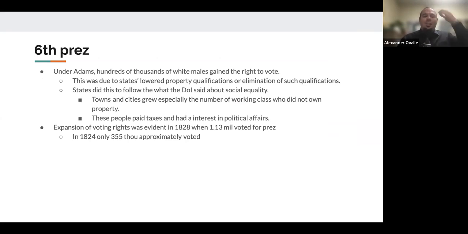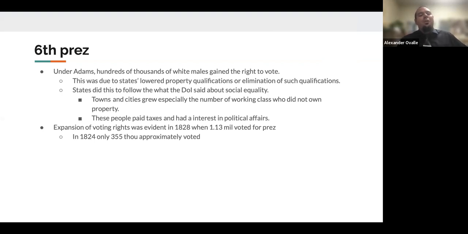This was due to states lowering or eliminating property qualifications. States did this to follow what the Declaration of Independence said about social equality. Towns and cities grew, especially the number of working class who did not own property. These people paid taxes and had an interest in political affairs. Duh.